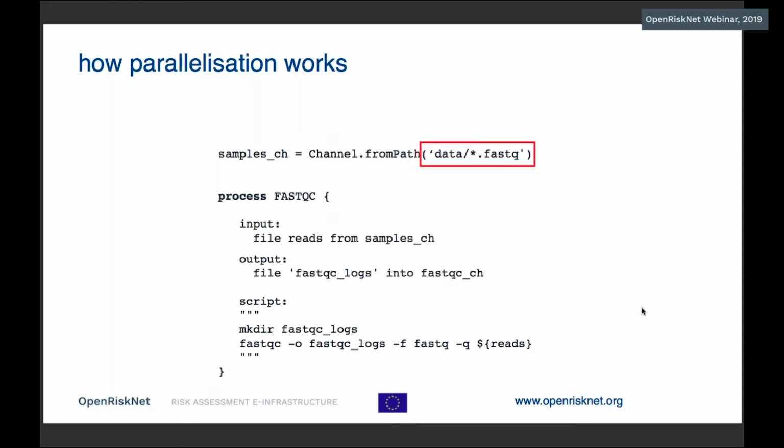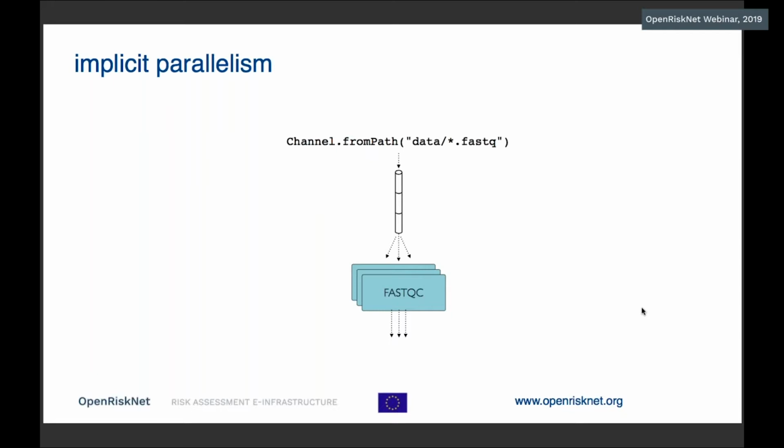So as many FastQ files. FastQ is a read file containing sequencing data. So it splits like this.